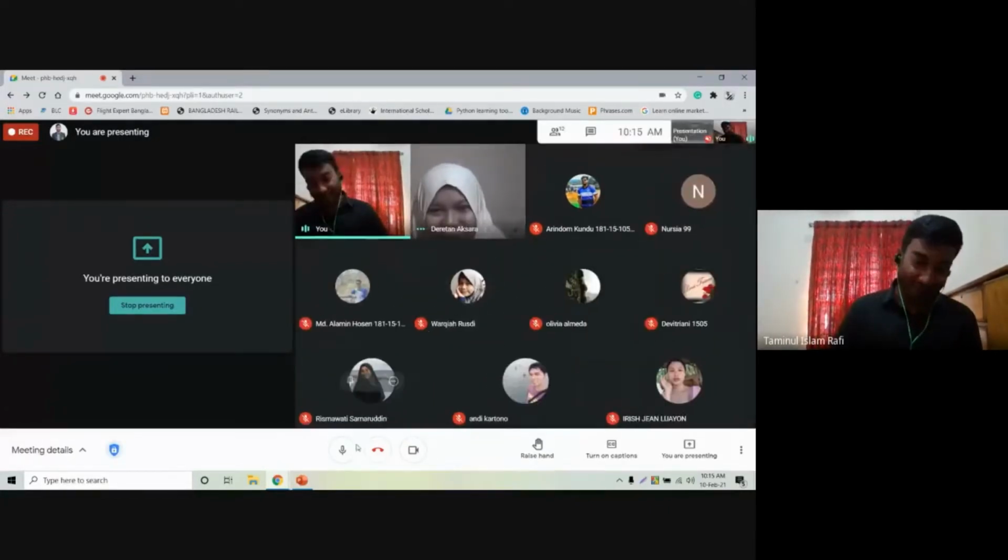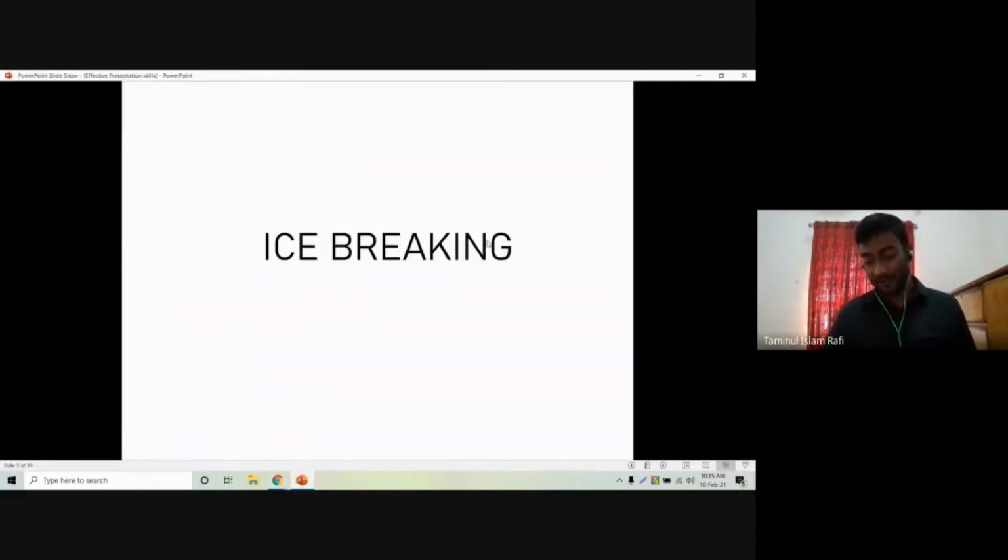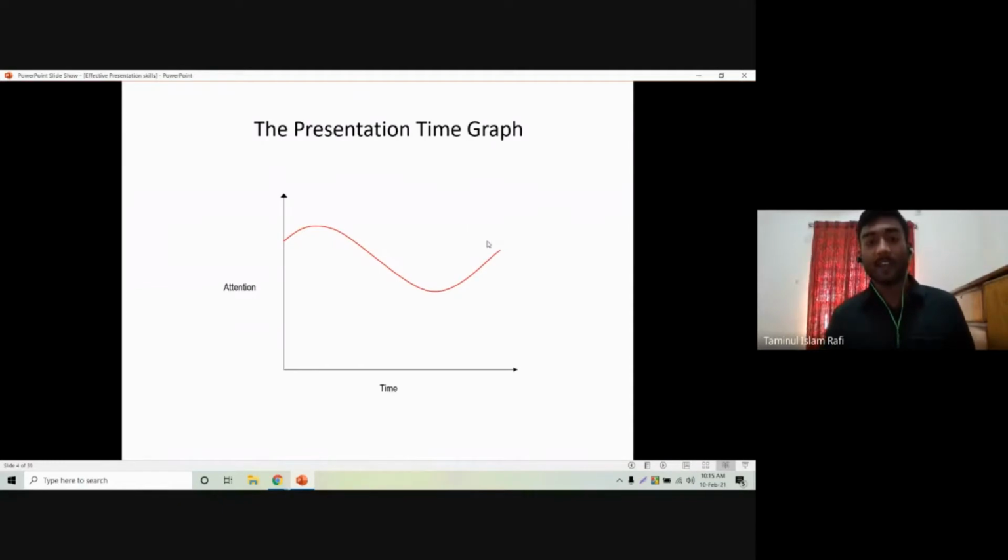Okay, anyway, let's see what the main concept of our presentation today will be. Here I show a presentation time graph. Here you are seeing curves and two lines. The first line shows the attention from the audience, and this line shows the timing of your presentation. So here's the graph curve actually.